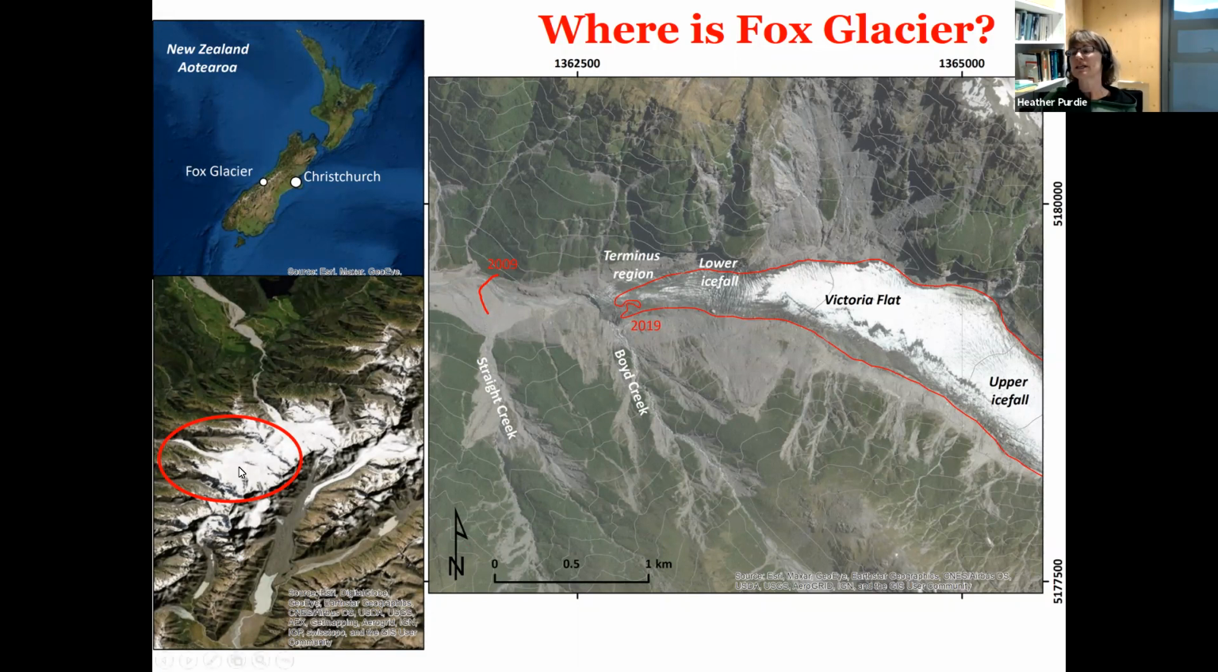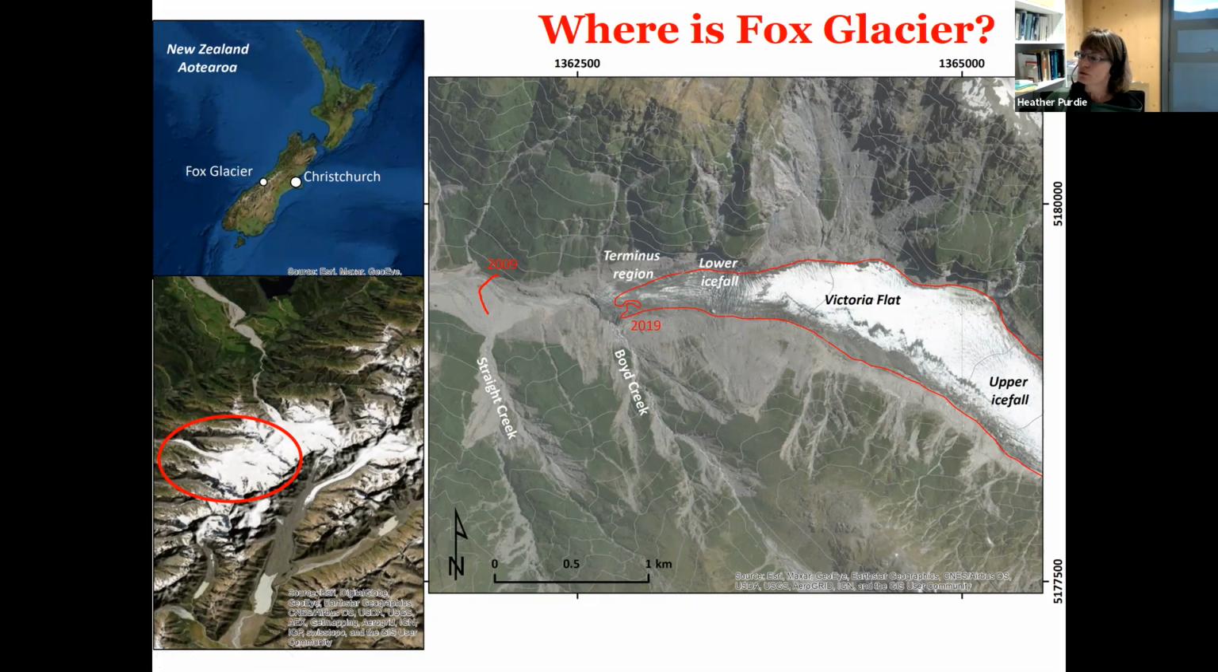You can see Fox Glacier, and another quite famous glacier, Franz Josef Glacier, is immediately to its north. Very high profile glaciers and very interesting geometry. You'll notice that they've got really large accumulation areas that feed these very narrow tongues. And my talk today is basically going to be focusing on the terminus region of the glacier.